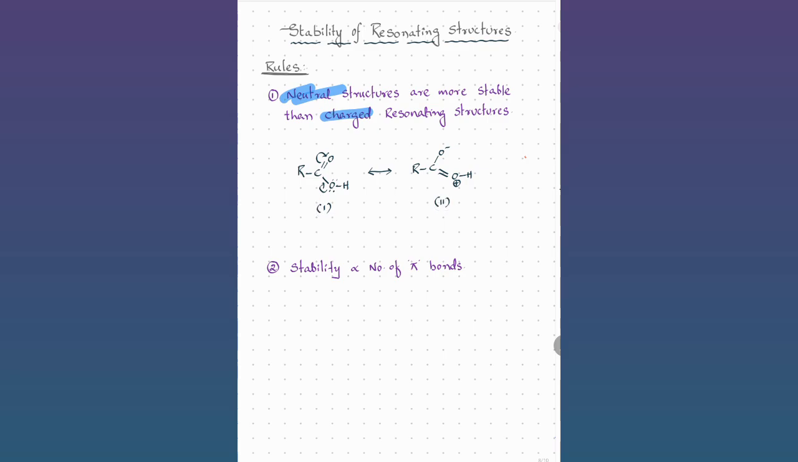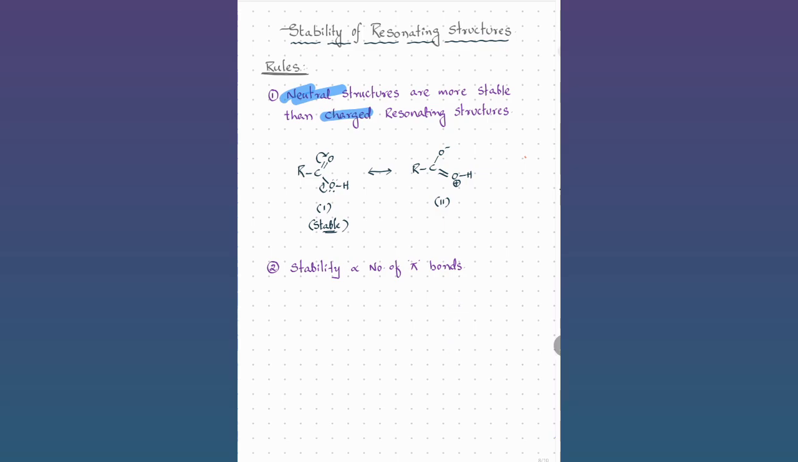According to the first rule, in structure 1 there are no charges, and in structure 2 we have some charges. So we can conclude that the first structure is more stable than the second structure, right? I hope you understood. I repeat, neutral resonating structures are more stable than the charged ones. Got it? Yes.